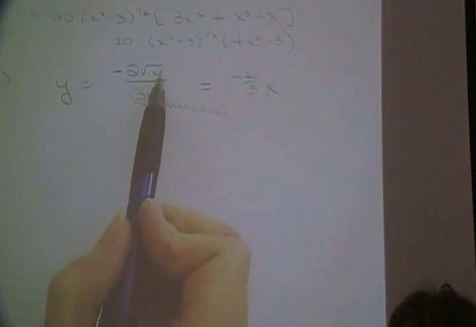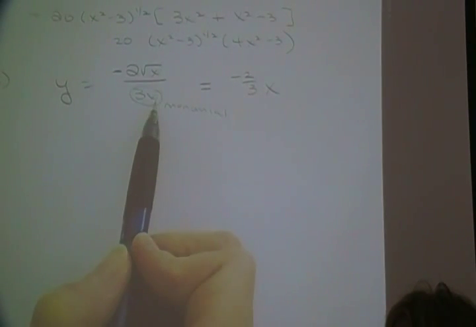I need to know what the coefficient is, which is negative 2/3. And I need to know what the power is on x. And the way I figure that out is the power on this is 1/2, the power on this is 1, I subtract them and I get negative 1/2.